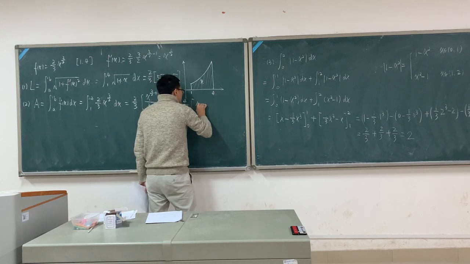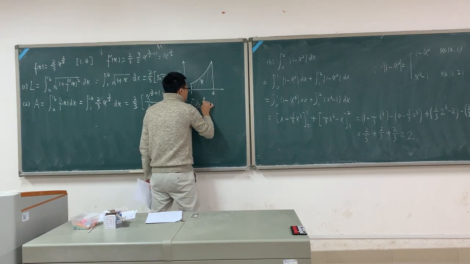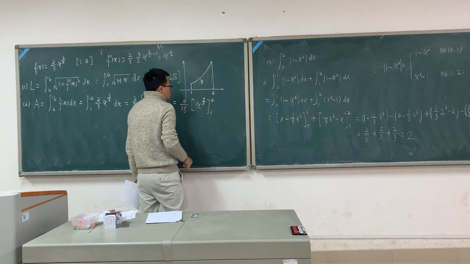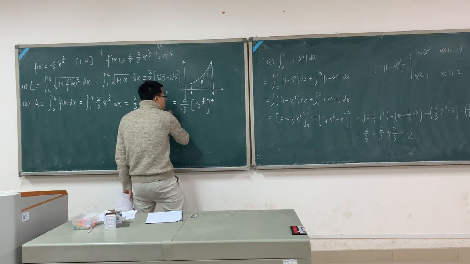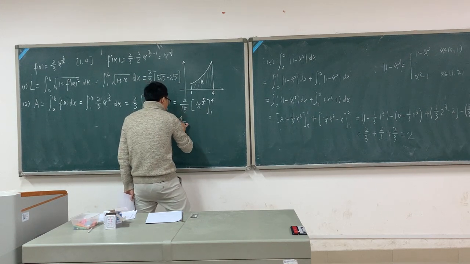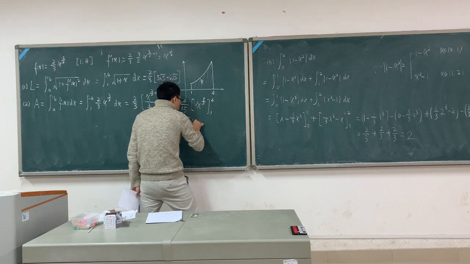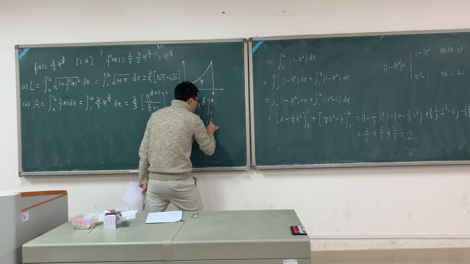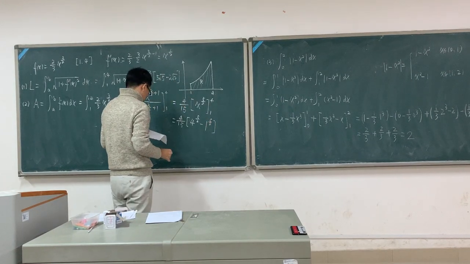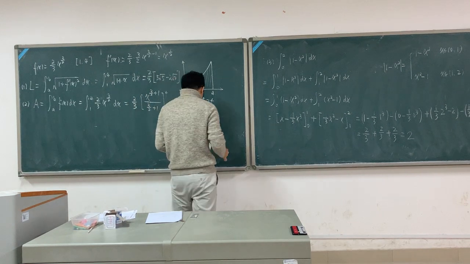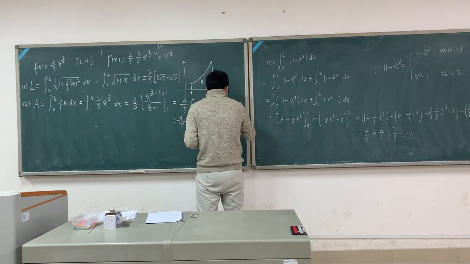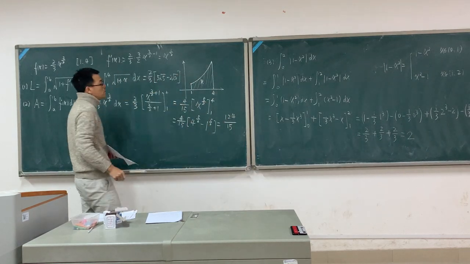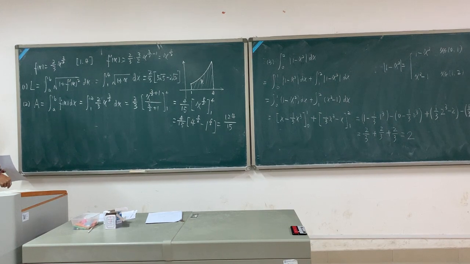So 4/15 times x^(5/2), evaluated at 4 minus evaluated at 1. The result is 4/15 times (4^(5/2) minus 1^(5/2)), which is 124/15. So this is the second one.